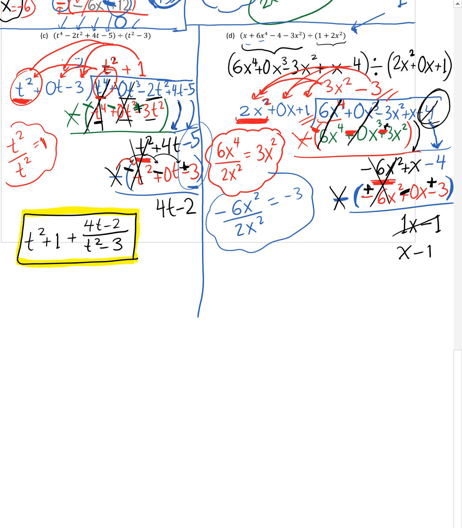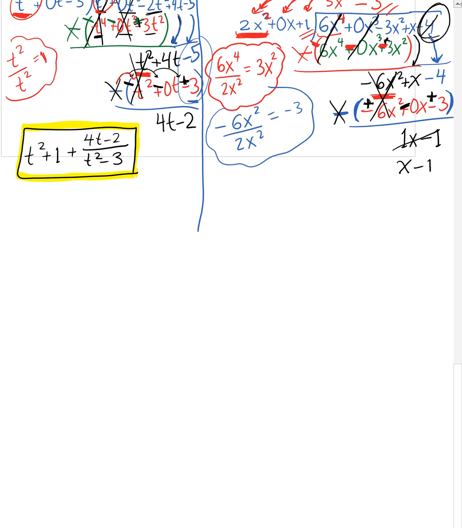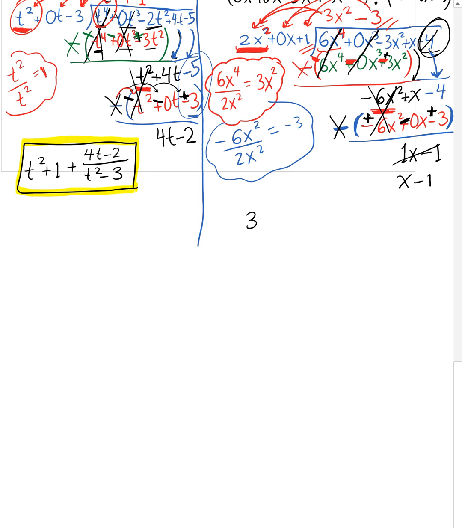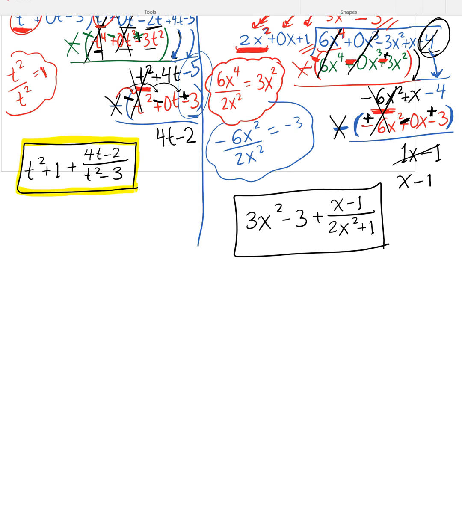And then we know how to write our answer by now, I think. It's the quotient. Uh-oh, I lost it. What was above the division bar? We got 3x squared minus 3. And then our remainder we just found was x minus 1. And that's over the divisor, which was 2x squared plus 1. We don't really need the 0x anymore. That looks good. All right. I like it.